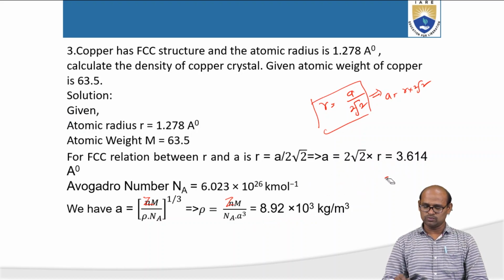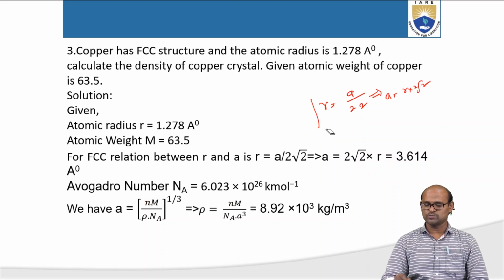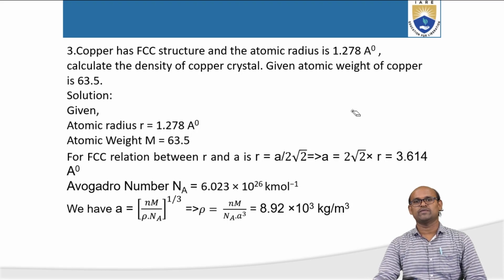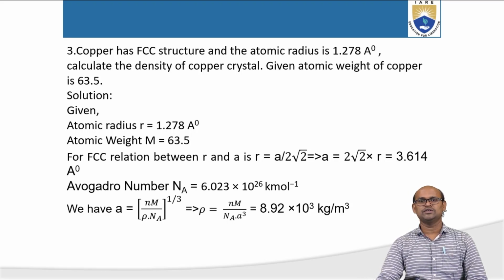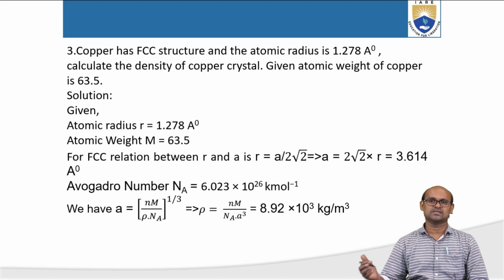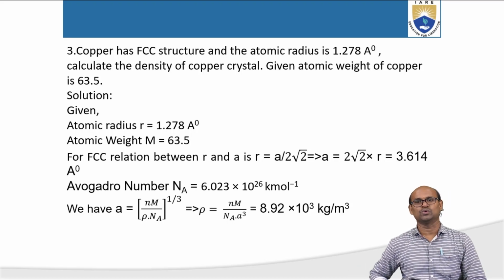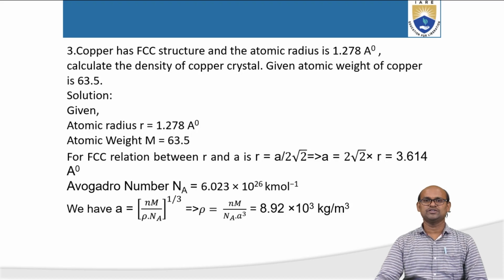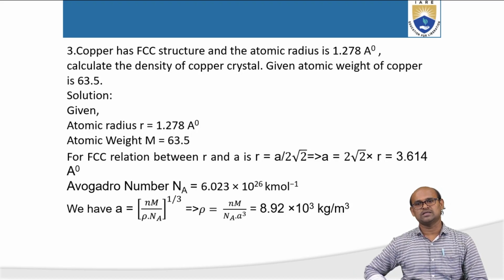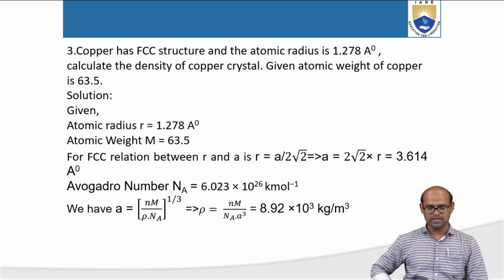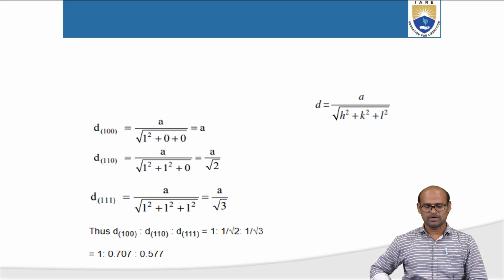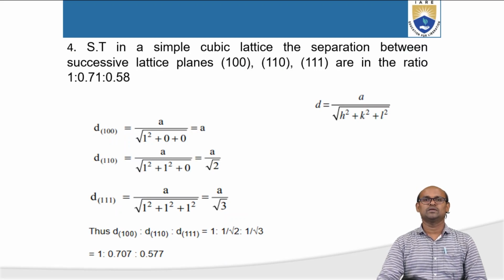Here they have given the atomic radius as well as the molecular weight. Using that we have to know the number of atoms per unit cell for a cubic FCC unit cell, which is 4. And then the relation between atomic radius and lattice constant, R equals A by 2 root 2. Using these two relations, we first find the lattice constant A, then substitute it in the relation of density and lattice constant to get the equation for density, and then substitute the values to get the density of copper.